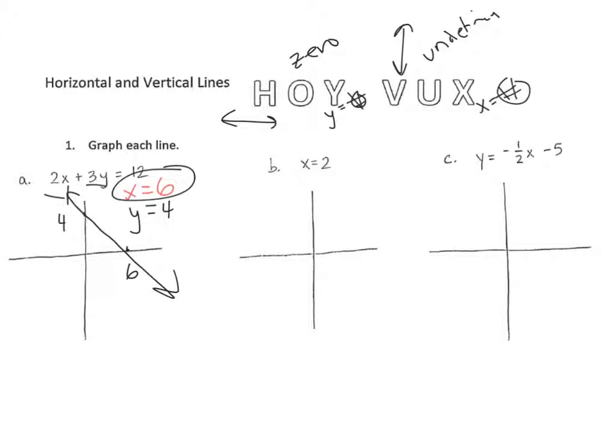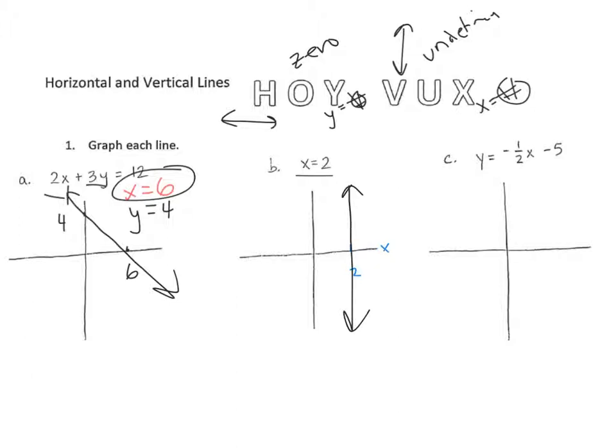The second line is a special line. It's just x equals a number. If you remember up here, whenever you have x equals, it's a vertical line. So you go to 2 on the x-axis and then make a vertical line.